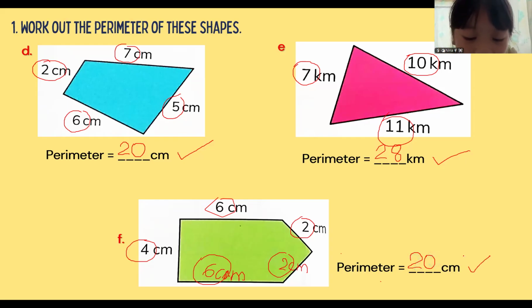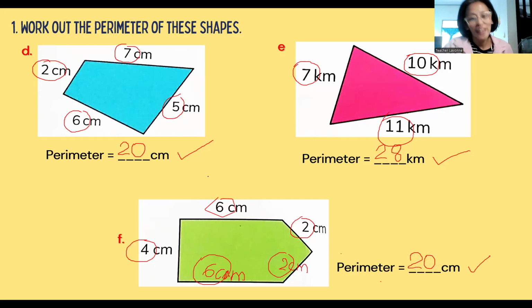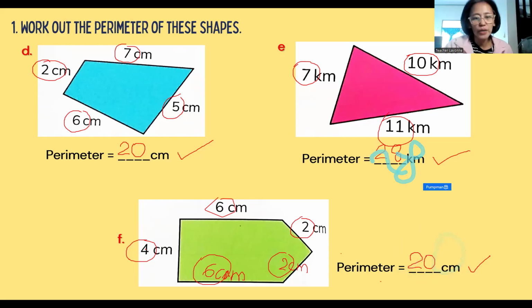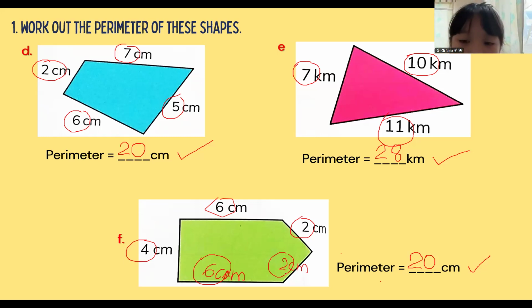Next time, you have to be careful. Do not look only at the 4, the 6, and the 2. You look also at the other sides, because perimeter should be all sides. Okay? Okay, very good.